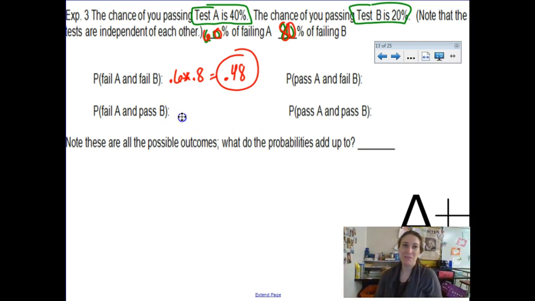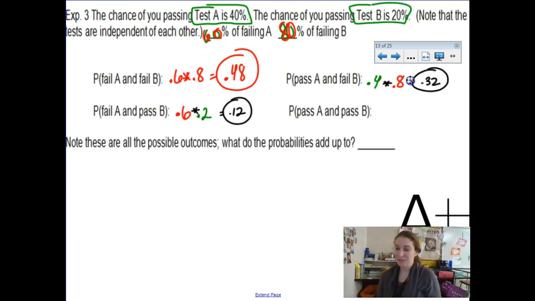Yeesh. All right, fail A would be 0.6, but we're going to pass B. That's good. 0.2. That is not a good chance. 0.2, or 1.2, so 12%. Pass A would be 0.4 multiplied by failing B, which is 0.8. It's a 32% chance. Yeesh, not good.